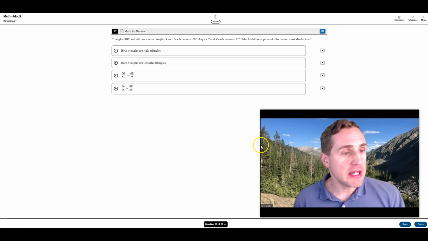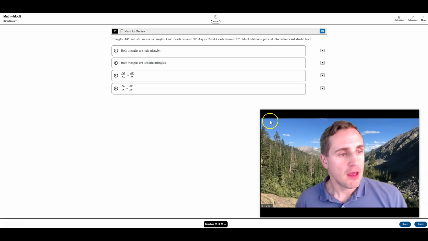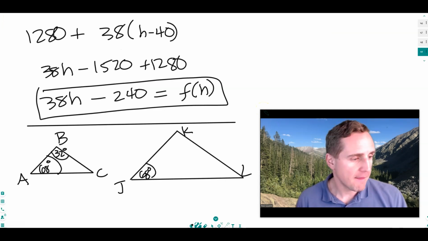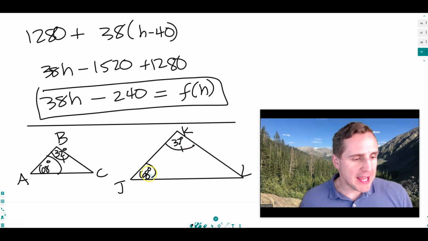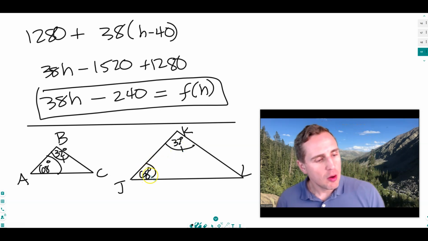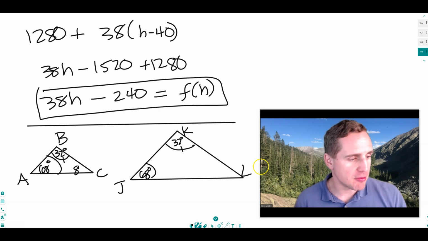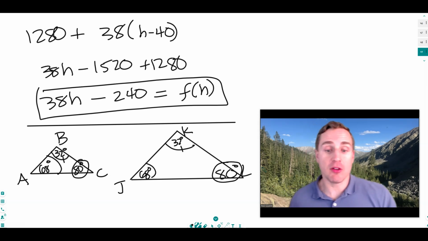A and J are each 68 degrees. Okay, same angle. We also know B and K each measure 32 degrees. Okay, so there we go. So 68 plus 32 is 100 degrees. So that means this has to be 80 degrees right here. So that's one possibility. So angle C and angle L is 80 degrees.